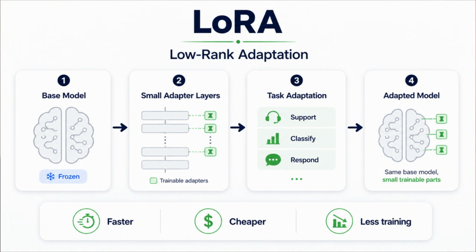Think of it like this. You bought a ready-made suit. Full fine-tuning is like redesigning the whole suit from scratch. Now, LoRA is like making small adjustments so it fits your body better. The base model stays the same, but small trainable parts are added to adapt the model for your task. This makes fine-tuning faster, cheaper, and easier.